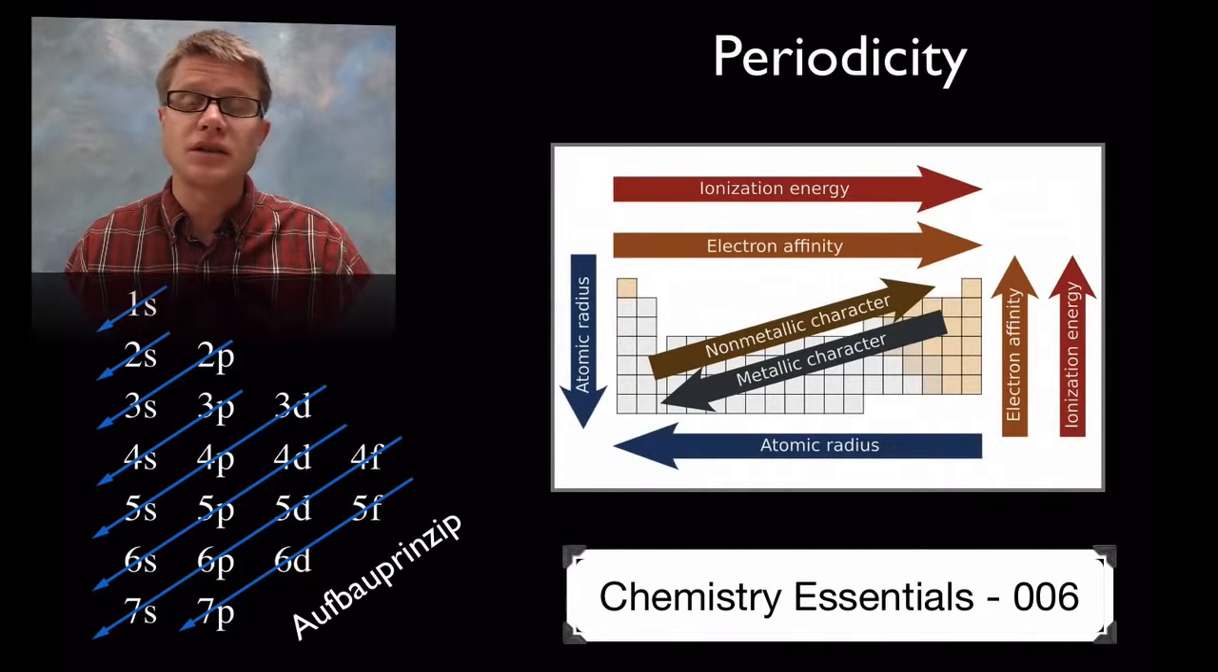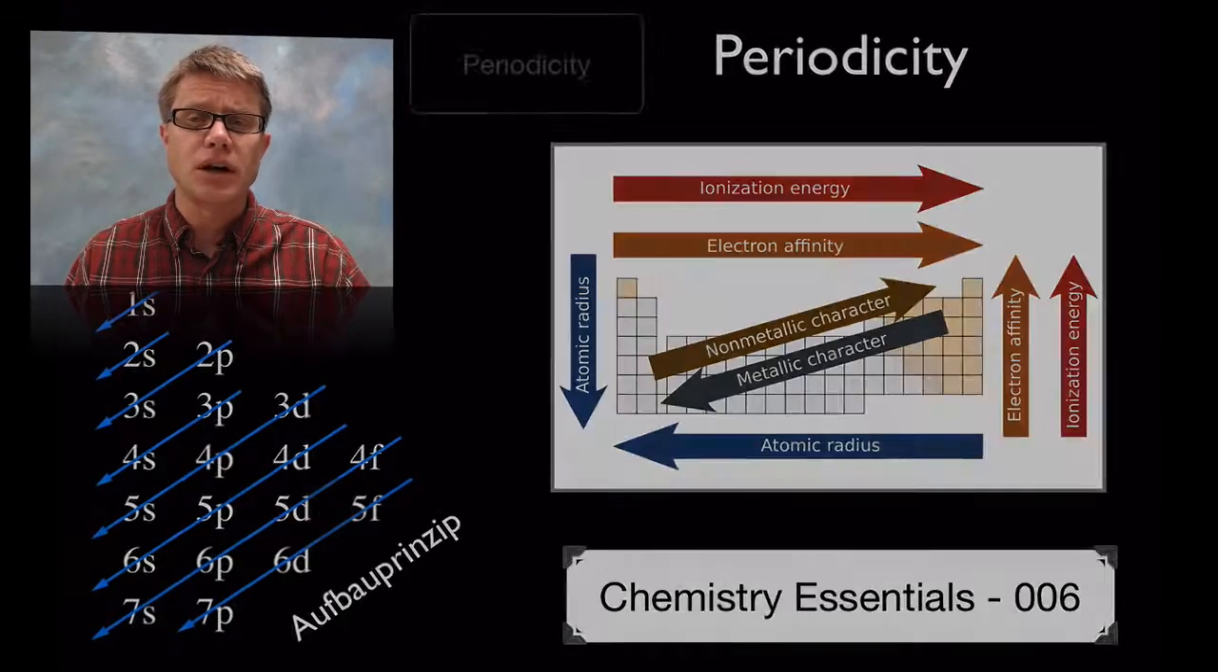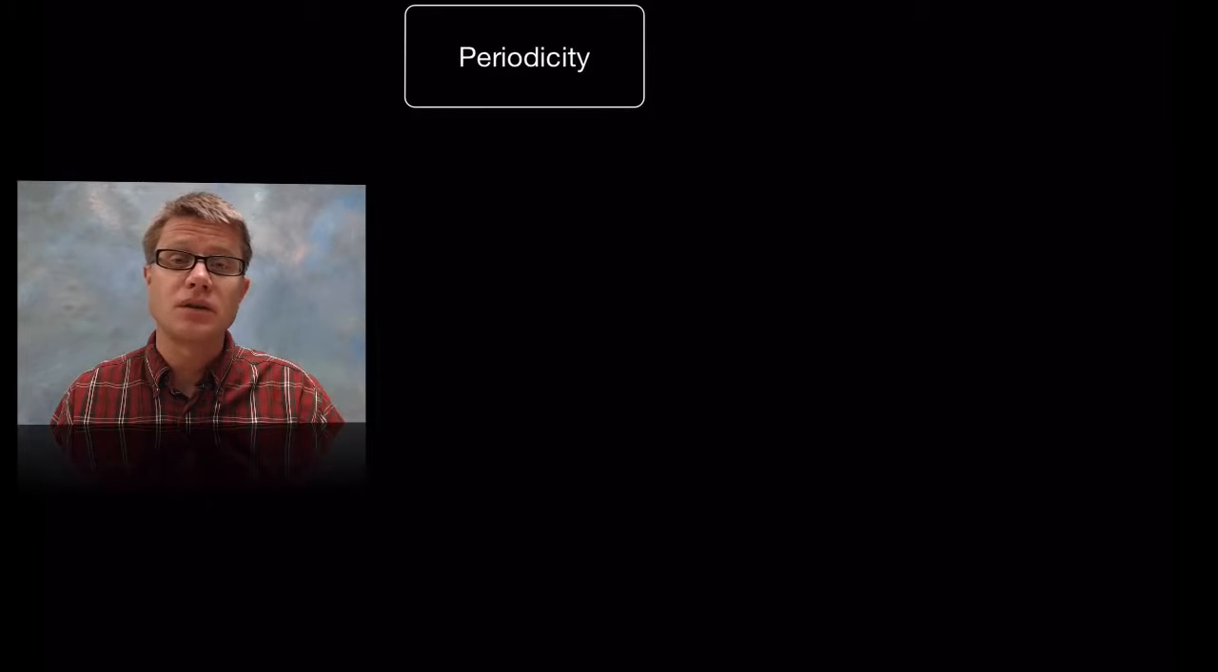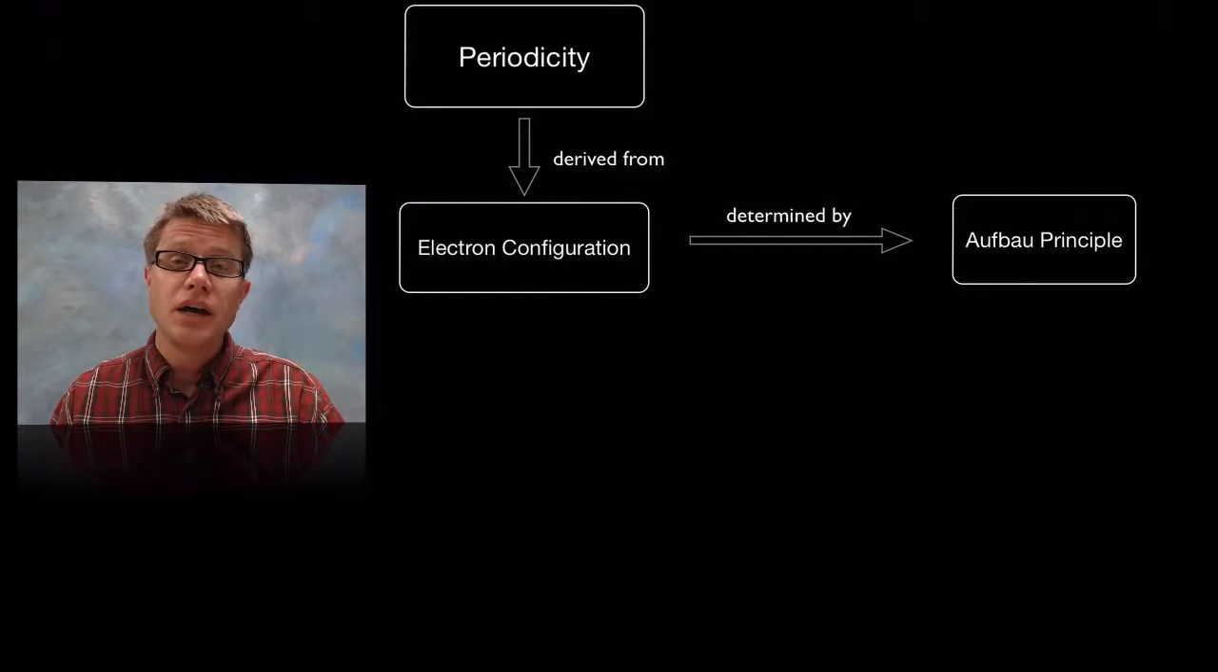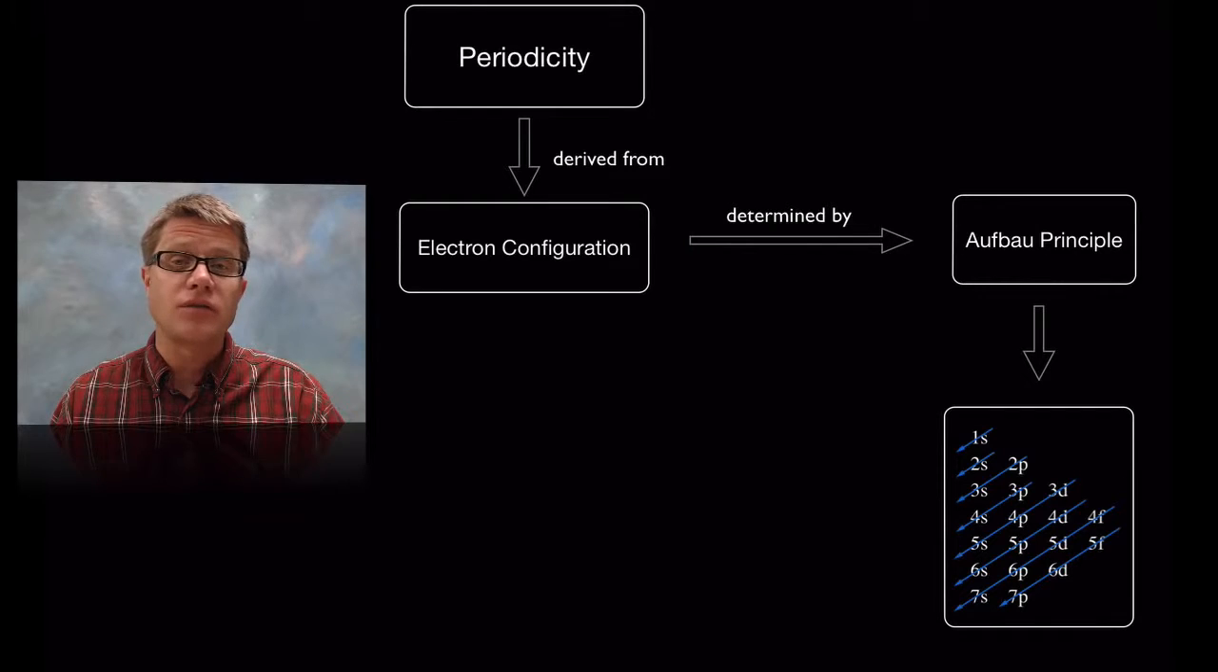And so what we can find is these trends that start to emerge, but it's most important, instead of just memorizing them, that you really understand what's going on inside the atom that determines those trends. And so periodicity, remember, is going to be derived from the electron configuration, in other words, where the electrons are. And we can determine that by using the Aufbau principle. And if you were to watch the last video on electron configuration, I think that'd help a lot.